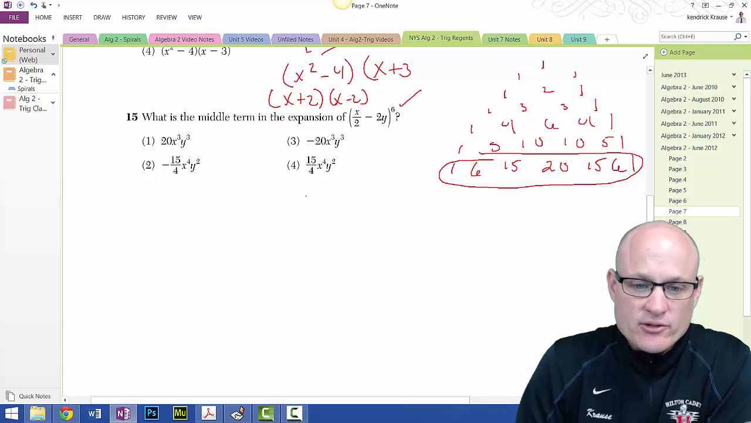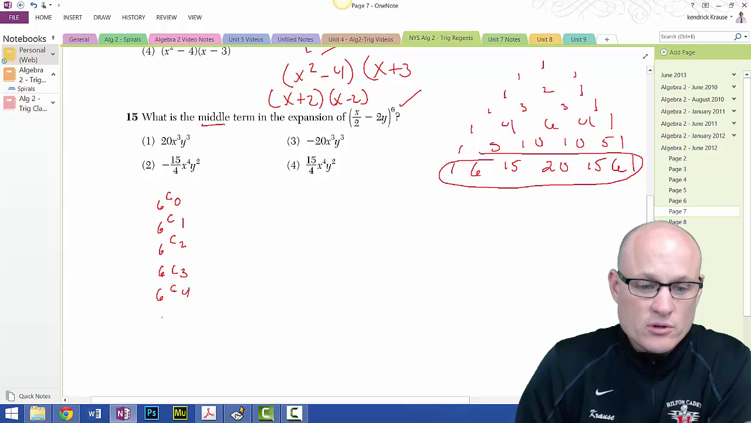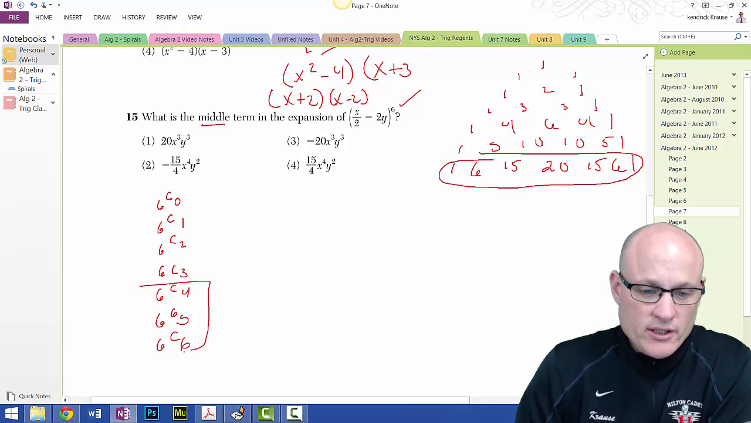Now I want the center term. I don't necessarily do it this way, I like to do it this way. I like to say, okay, we're going to do our exponent, so it is 6. So we'll say 6C0, 6C1. I want the middle term, so I got to go 6C2, 6C3, 6C4, 6C5, 6C6. There's 3 and there's 3. So this would be the term that I want.